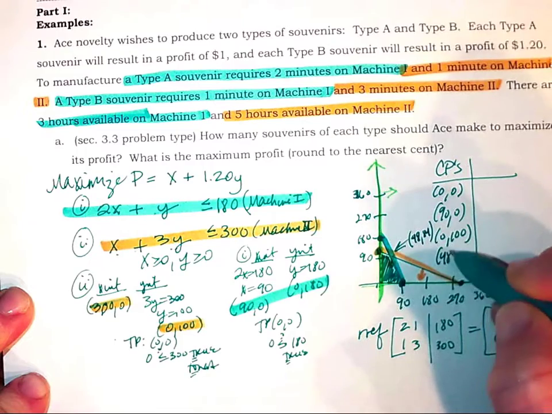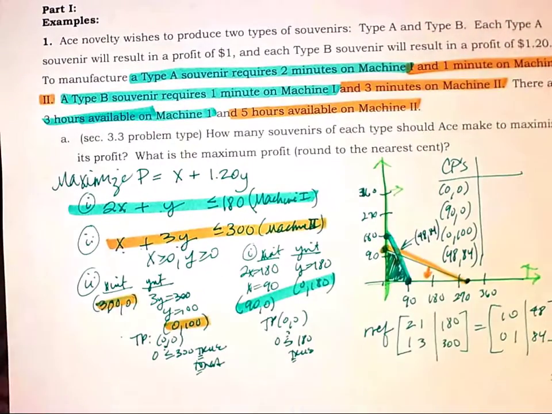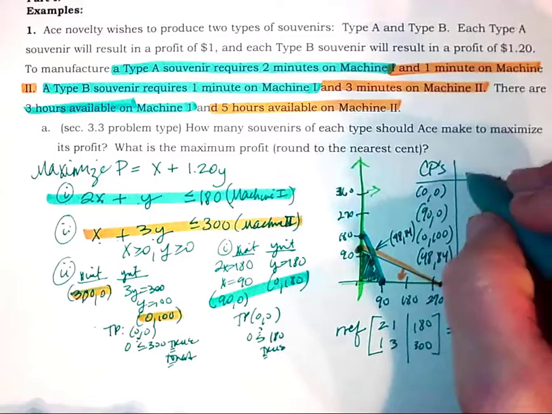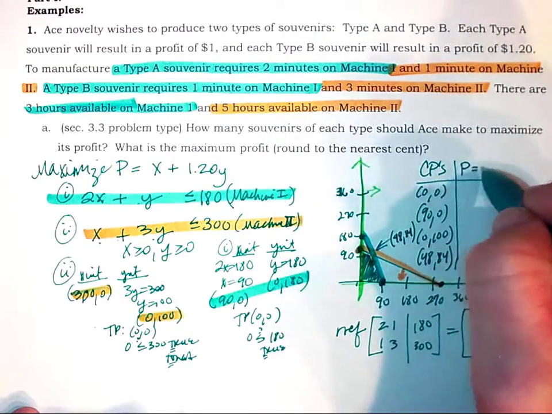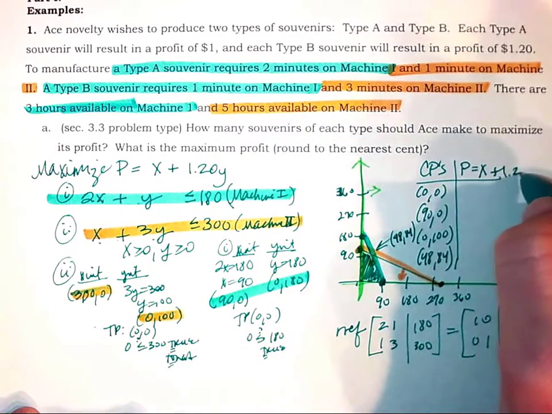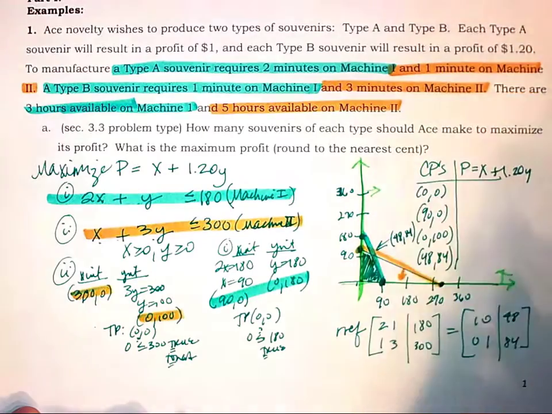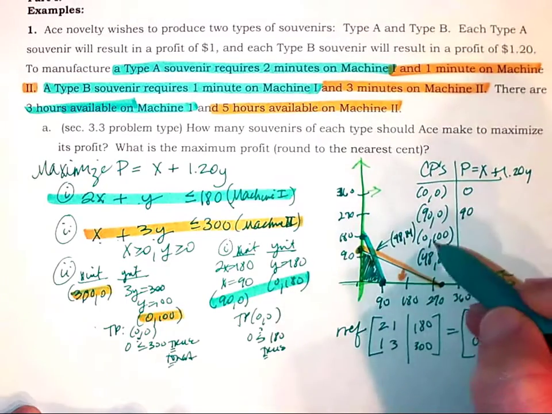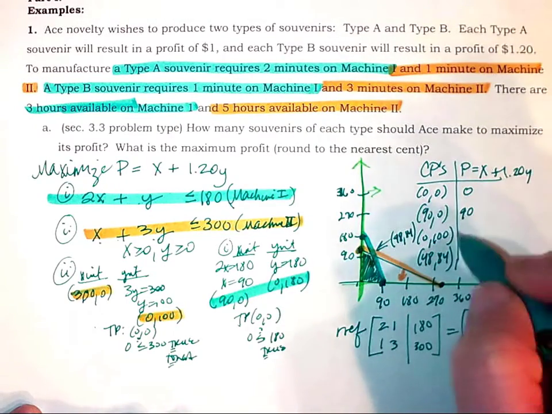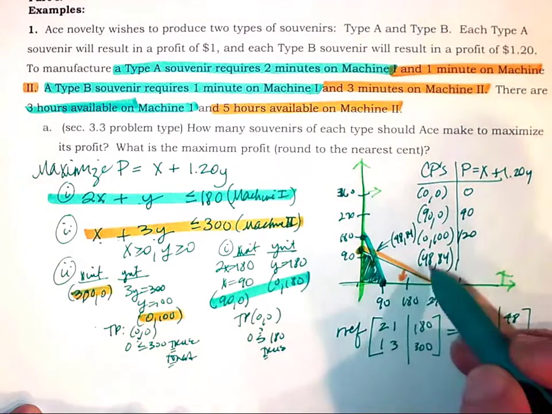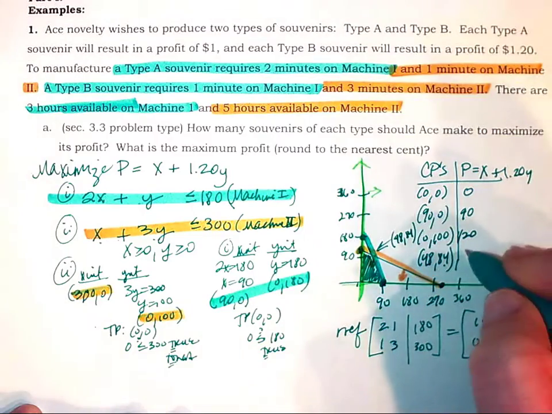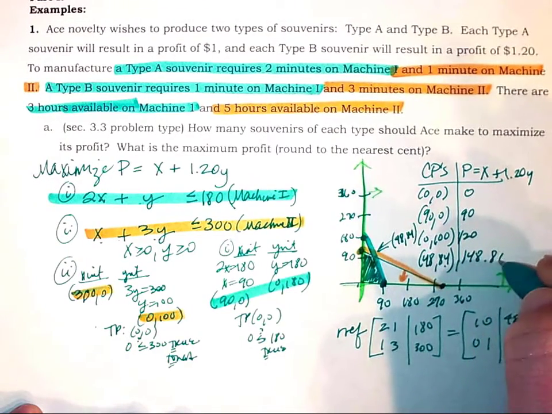But I still need to check, because if you remember from an example from last time, that particular point wasn't actually the one that did the maximizing. So we do need to check all of these corner points in our objective function. So if p is equal to x plus 1.2, or 1.20, doesn't matter, y, I'm going to have 0 here. If I plug in 90, that's just going to affect the x. And if I plug in 100, that's just going to move that decimal 2 places over, so 120. And the 48 and the 84, if you plug that one in, I'll just save you some time here, that's going to be 148.8.